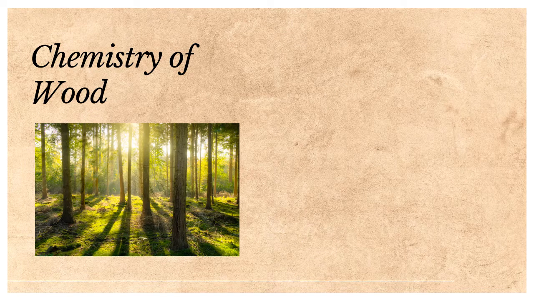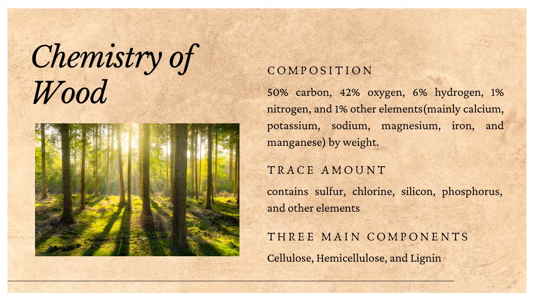The chemistry of wood. The chemical composition of wood varies from species to species, but it's approximately 50% carbon, 42% oxygen, 6% hydrogen, 1% nitrogen, and 1% other elements, mainly calcium, potassium, sodium, magnesium, iron, and manganese. And these are all percent by weight. Wood also contains sulfur, chlorine, silicon, phosphorus, and other elements in small or trace amounts. Wood is essentially composed of cellulose, hemicelluloses, and lignin. More on this on the next slide.